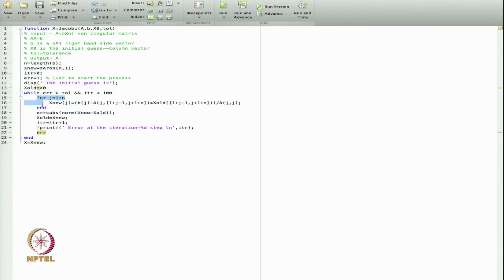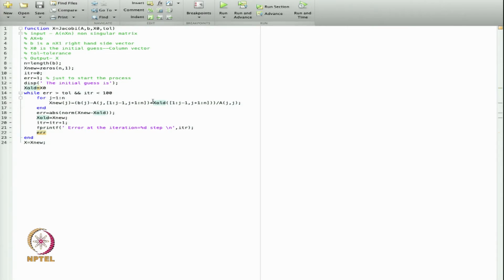Now, I will go to the while loop. Now, this is my for loop. So, I will go from 1 to n, and x new, the left hand side of the iterative process, should be equal to bj. I told you that bj is the right hand side element minus a with the same row. So, that is the jth row, and all the columns except the jth column. So, I am putting 1 to j minus 1 and j plus 1 to n, so only leaving the jj column from here.